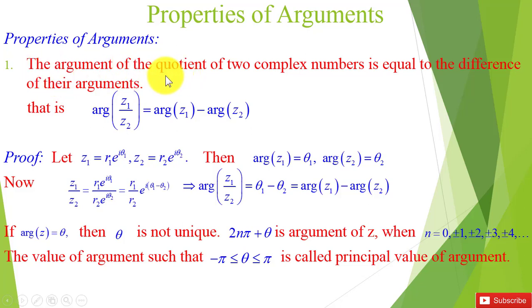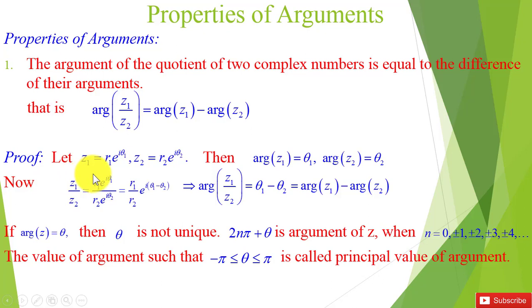Another property, the argument of the quotient of two complex numbers is equal to the difference of their arguments. That is, argument of z1 by z2 is equal to argument z1 minus argument z2.